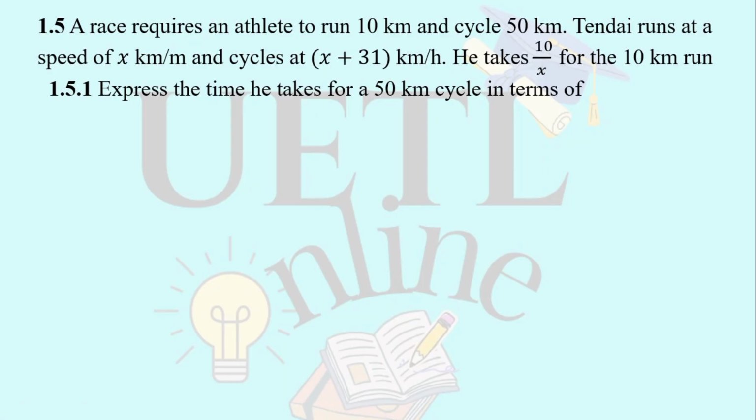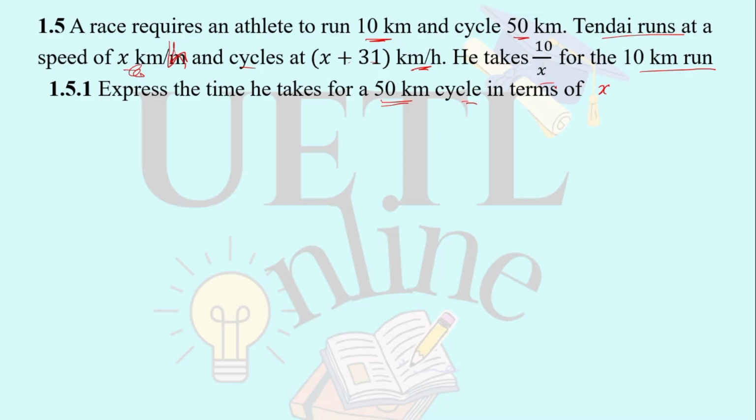The next question states that a race requires an athlete to run 10 kilometers and cycle 50 kilometers. The athlete runs at a speed of x kilometers per hour, and cycles at a speed of x plus 31 kilometers per hour. He takes 10 over x hours for the 10-kilometer run. Then, express the time he takes for a 50-kilometer cycle in terms of x.